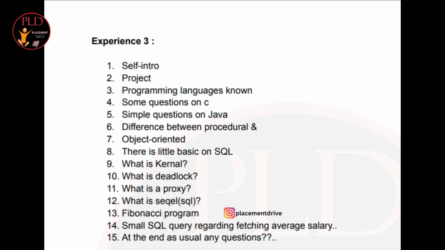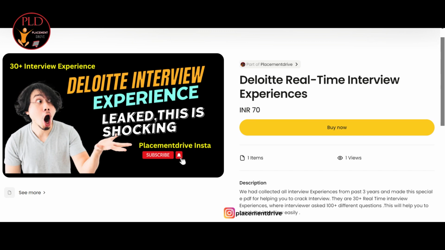And the next question is SQL understanding. The candidate's understanding of SQL concepts such as kernels, deadlocks, proxies, and SQL queries were assessed to gauge their database management skills. And the final question is conclusion. The candidate had the opportunity to ask questions, allowing them to clarify any doubts and demonstrate their interest in the company and the role.